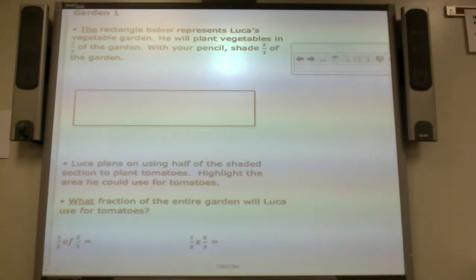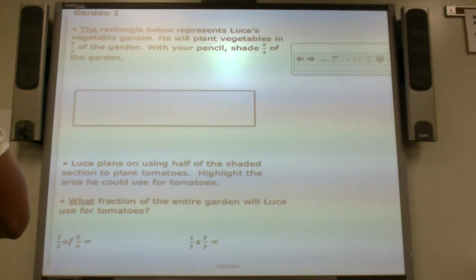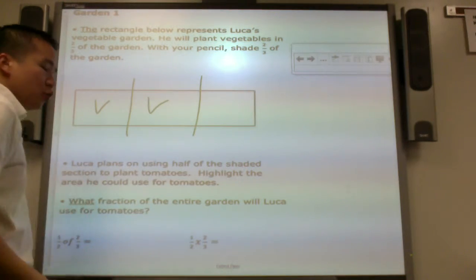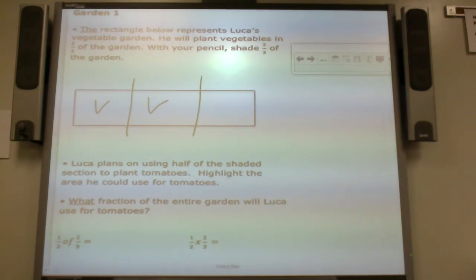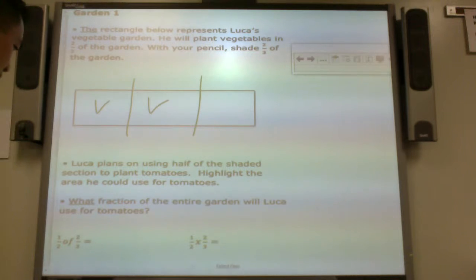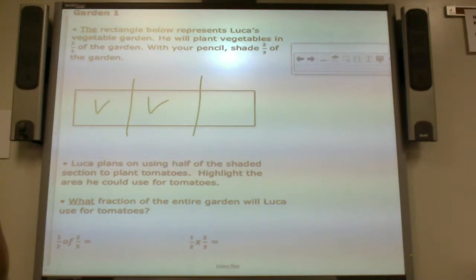Next question. The rectangle below represents Luca's vegetable garden. He will plant vegetables in 2/3 of the garden. With your pencil, shade 2/3 of the garden. So he will plant vegetables in 2 of the 3 parts of the garden. Luca plans on using half of the shaded section to plant tomatoes. Highlight the area he could use for tomatoes.